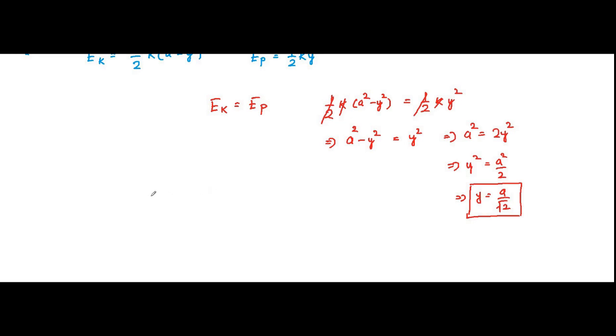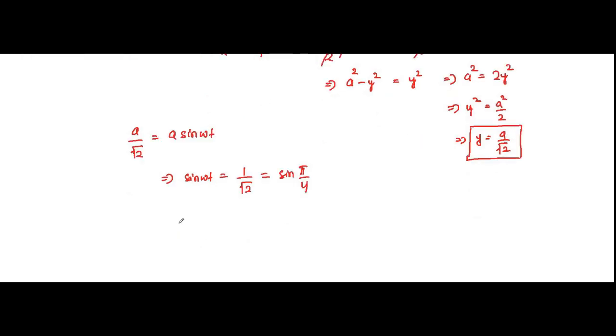That implies the specific position a by root 2 is equal to the standard displacement equation of SHM, a sine omega t. That implies sine omega t is equal to 1 by root 2. Now we have to find a sine function whose value is equal to 1 by root 2, which is sine 45 degree, or in terms of radian it is sine pi by 4. That implies omega t is equal to pi by 4.